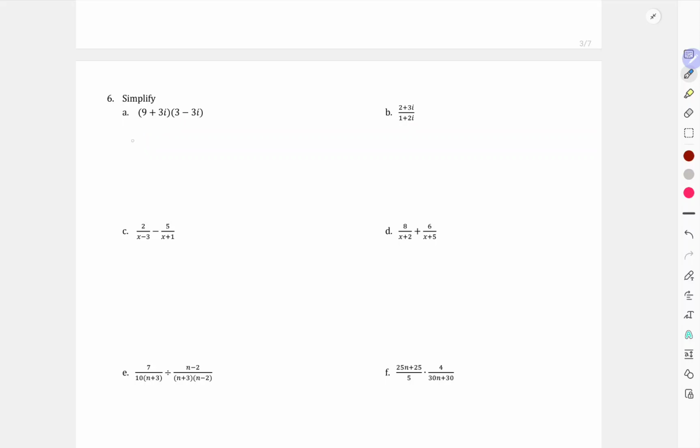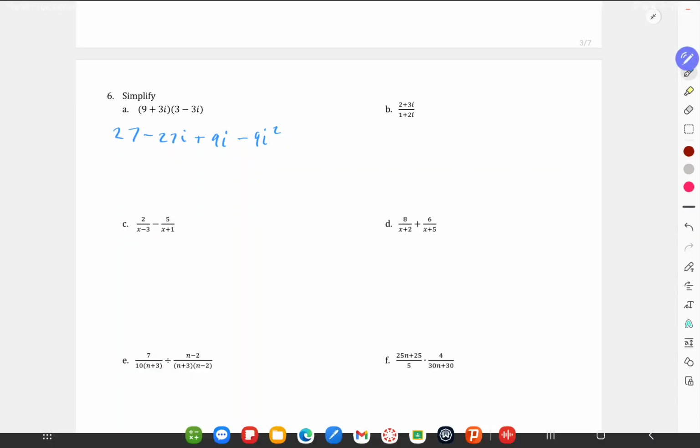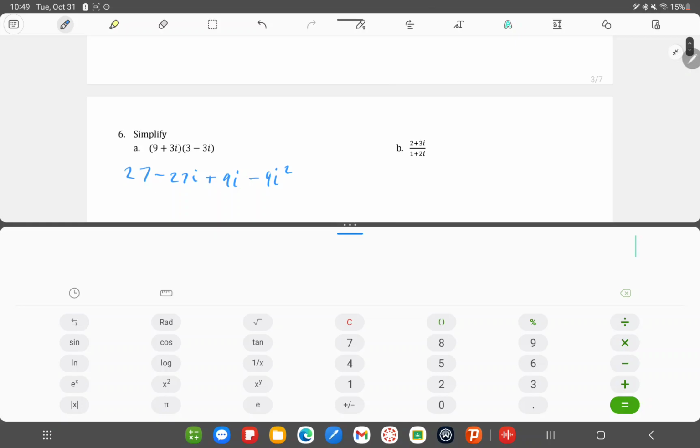9 times 3 is 27. And then 9 times -3i is -27i. And now that is just positive 9i. And that's just -9i squared. Alright, what am I going to do here? Well, I don't know what 27 minus 9 is. Goofy caveman math. Yeah, you already know 27 minus 9 is 18.